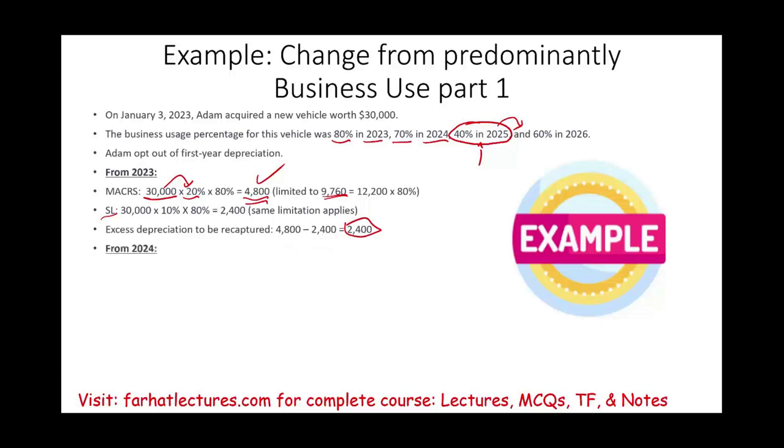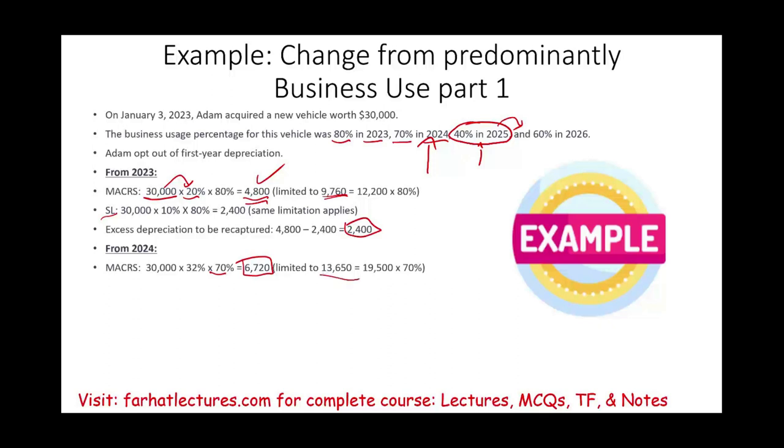We're not done yet. We have to go back to 2024. Again, compute MACRS: 30,000 times the MACRS rate of 32%, a 5-year class asset. If you don't know where this is coming from, go to my MACRS cost recovery lecture. Times 70%. The answer for MACRS for that year was 6,720. We're below the limit, so we don't have to worry about the limit.